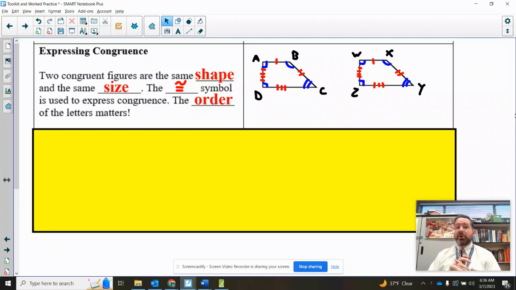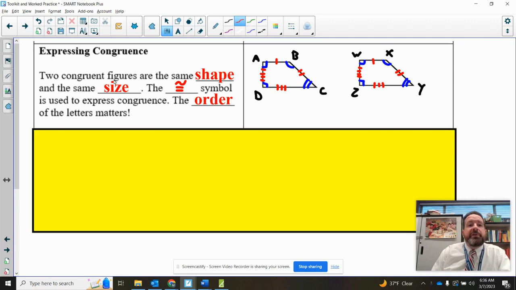When two shapes are congruent, it's important that we note that congruence relationship so that other people know. So here is what we want to do. Two figures are congruent if they are the same shape and the same size. They can be turned differently, but same shape and size. The symbol we use is an equal sign with a tilde on top, so that squiggly symbol on top. And when you're expressing congruence, the order matters.